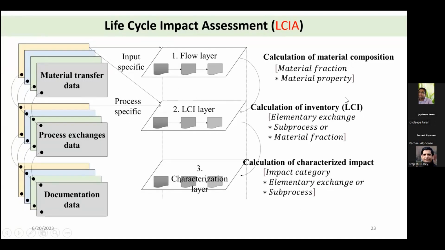Here you can see how we calculate the impact. First is the material transfer database, that's the inventory database. Then the process exchanges data, and I'll be calculating the characterized impact in these different layers. The flow layer will calculate all my material properties and the unit processes I am doing. Then I'll multiply them with the elementary exchanges, and finally with the impact categories which I'm calling. The characterization factors will be multiplied over here. So that's how I get a final output for my impact assessment.